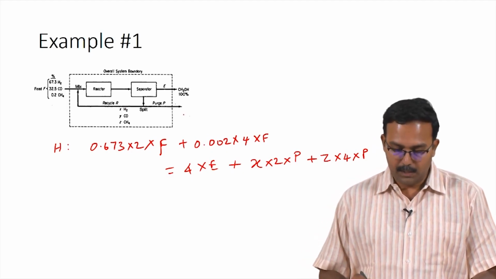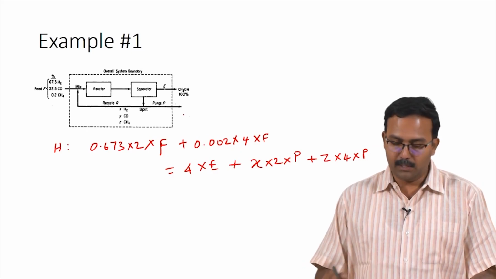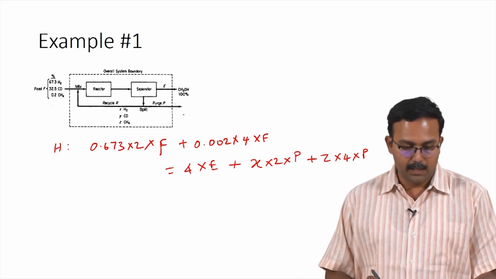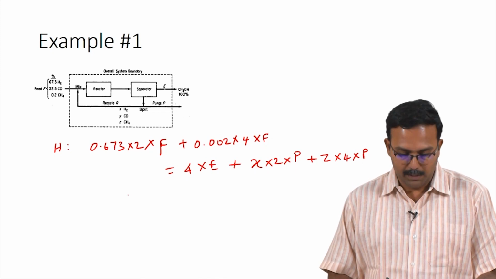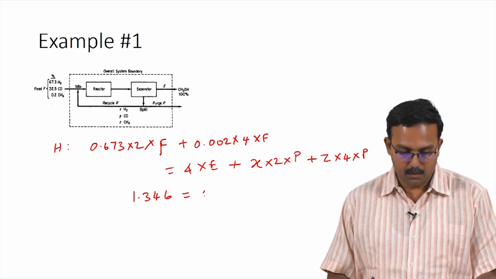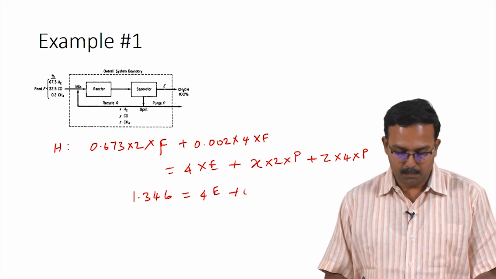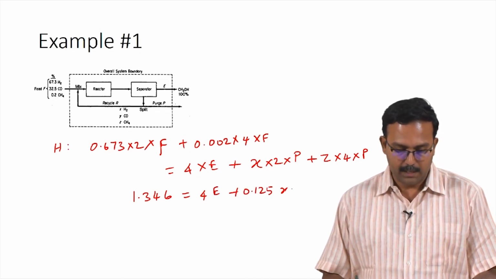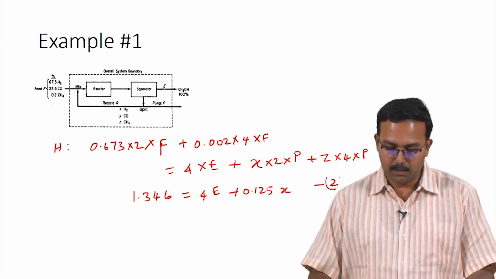Now, this equation can be simplified by substituting values for F and P, and we would end up with an equation that would be 1.346 equals 4E plus 0.125X. Let this be equation 2.